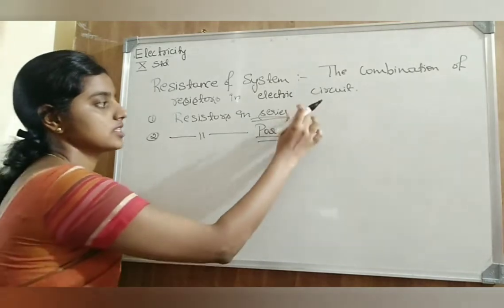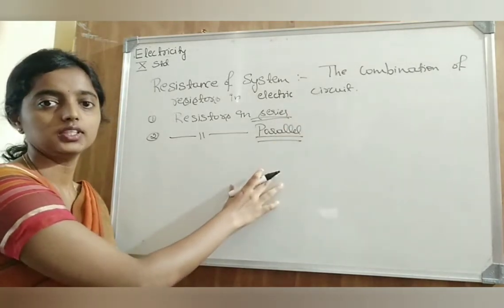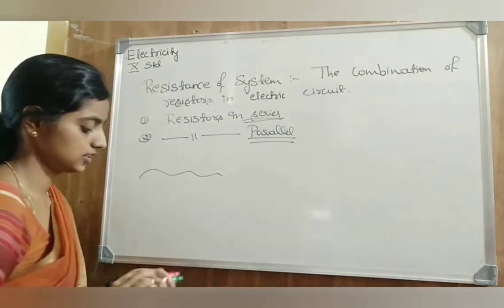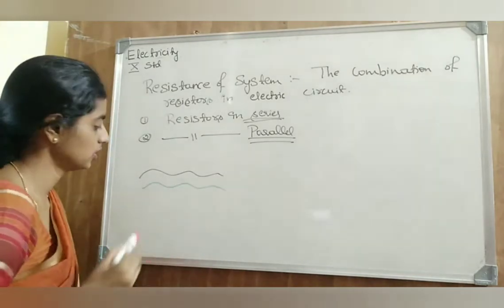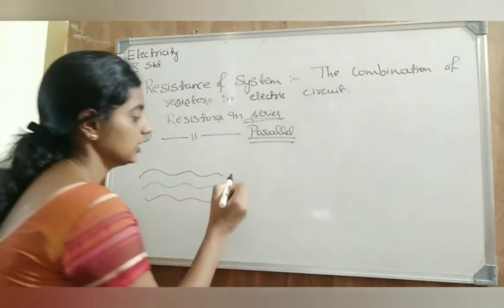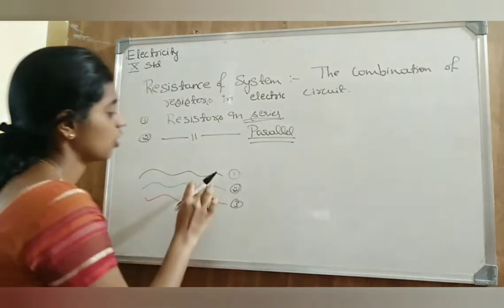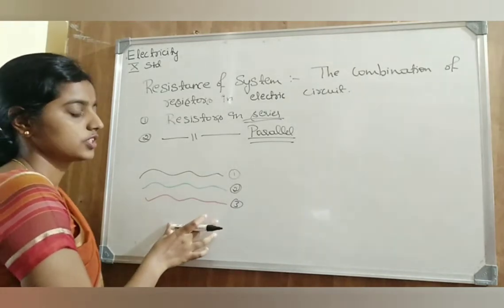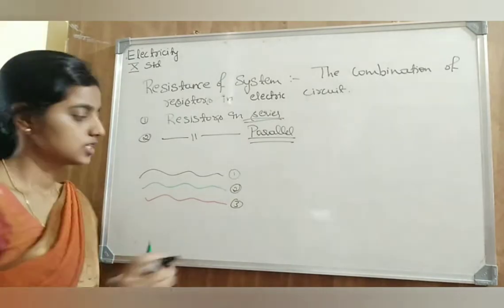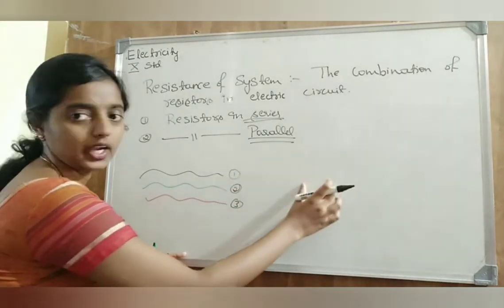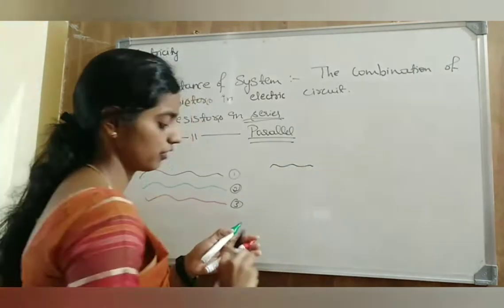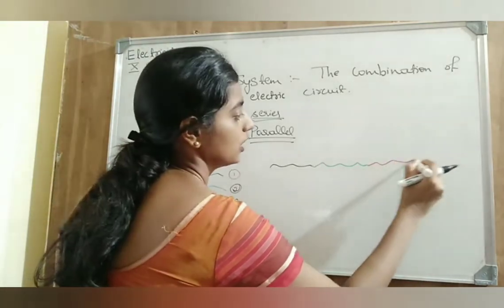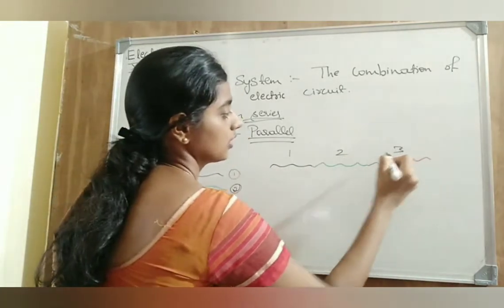Now just to understand series and parallel, we'll go with an example. Assume we have three wires. The first one will be like this, and the second one, and the third one. These are the three wires, or else we can call them resistors. I'll show you what series and parallel are. If we connect these three wires end by end, the first wire connects to the second wire and the second wire connects to the third wire.